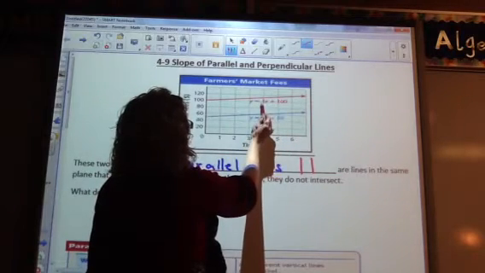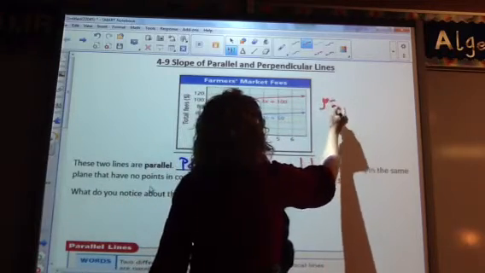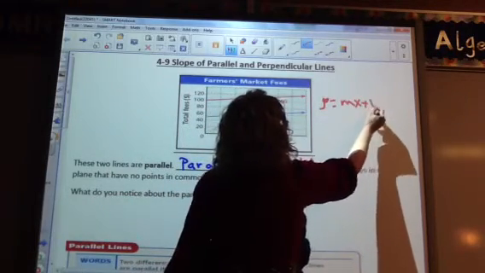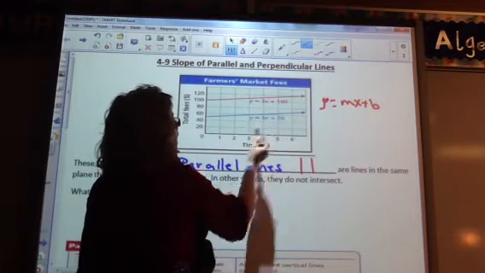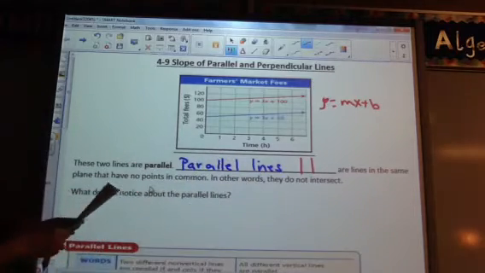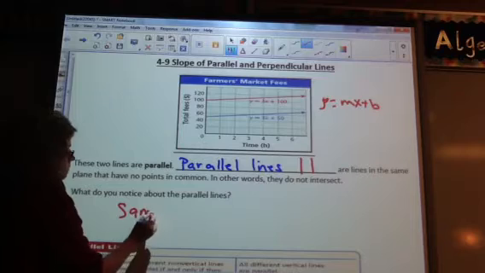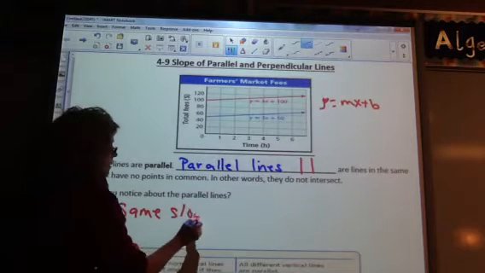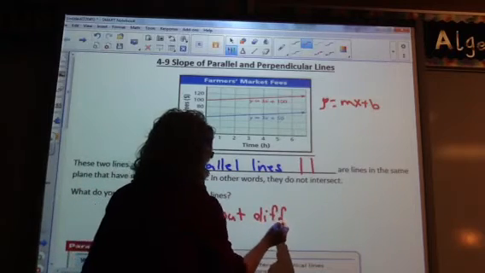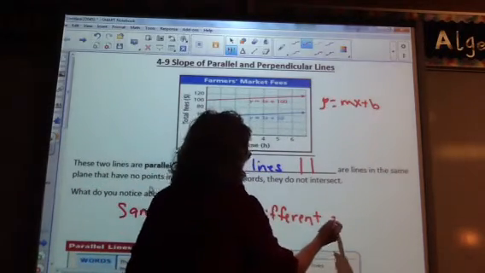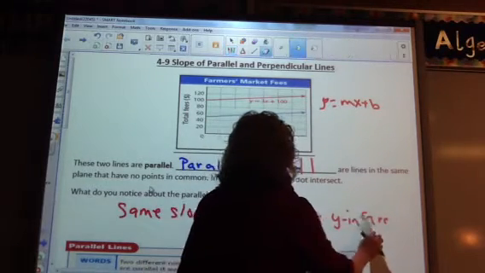This line here has a slope of 3 and a y-intercept of 100. Remember our slope-intercept form? This line here has a slope of 3 but a y-intercept of 50. Okay? So what did you notice about the parallel lines? They have the same slope, but different y-intercepts.